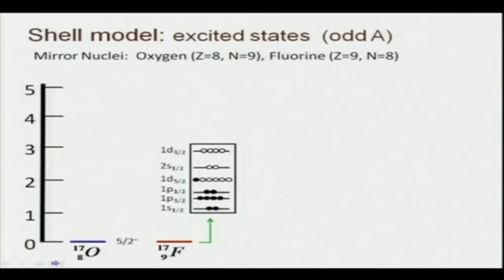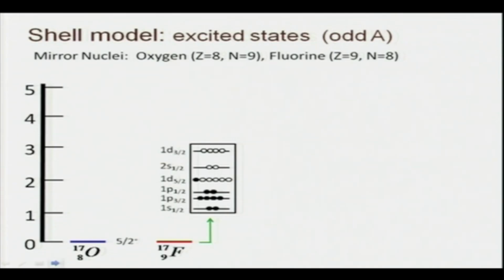And let us ask the question, what about the excited states? When you give some energy to these, what could happen? One possibility is that this neutron, let us consider the oxygen now. A similar thing follows for the fluorine, just that neutron is replaced by proton. So, the unpaired neutron in the 1d5/2 of oxygen 17 can jump to 2s1/2 when you give some energy to this.